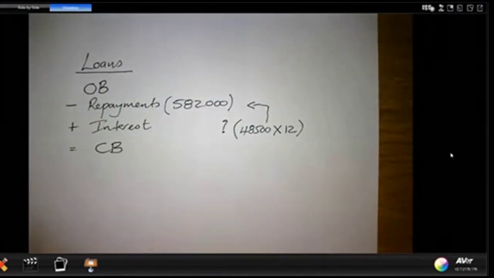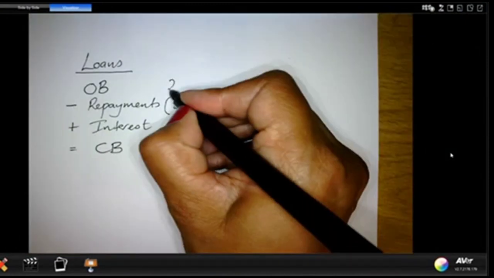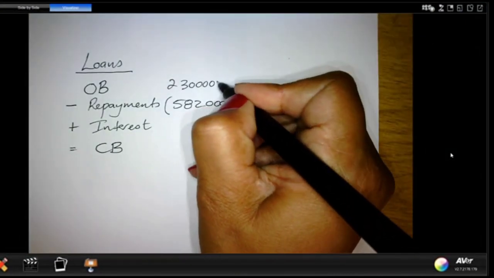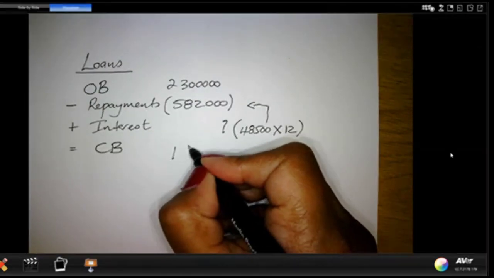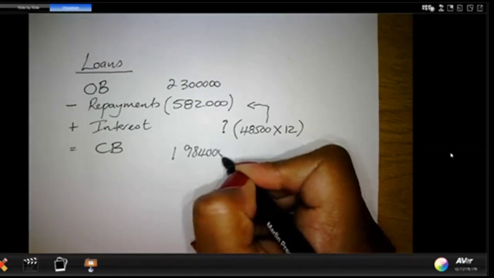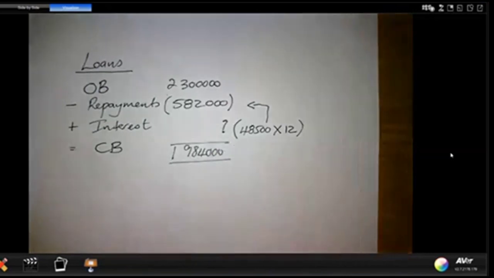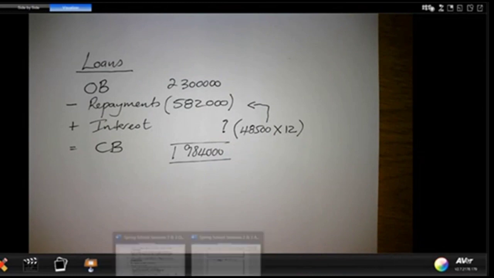I do have an opening balance of 2,300,000, and I'll show you where I got that from. And I have a closing balance of 1,984,000. So let me show you where these amounts come from. That's my opening balance. That's my closing balance.